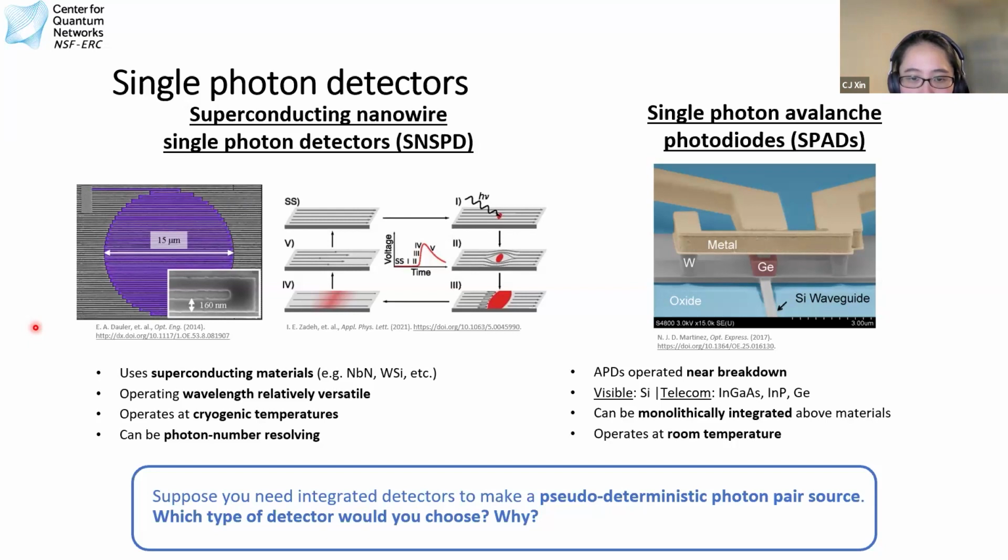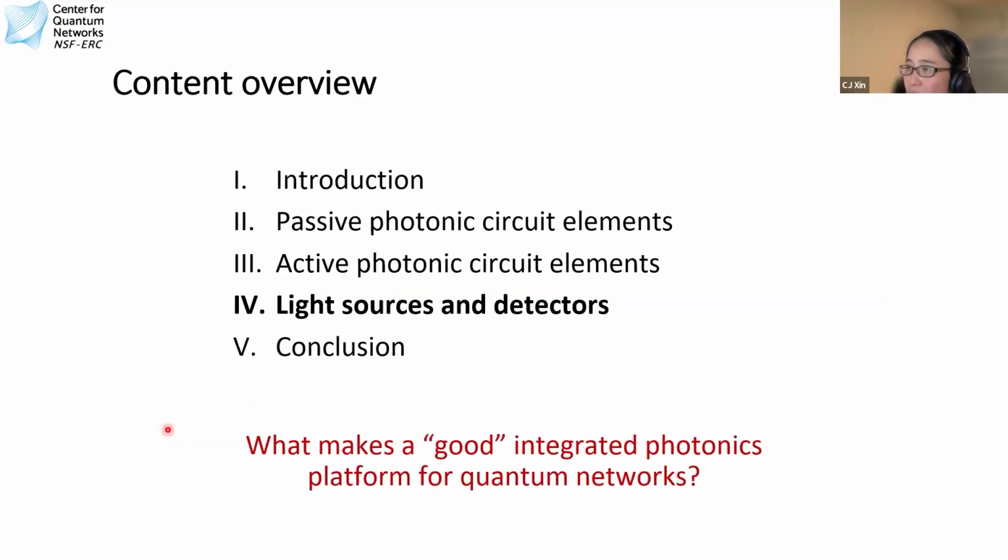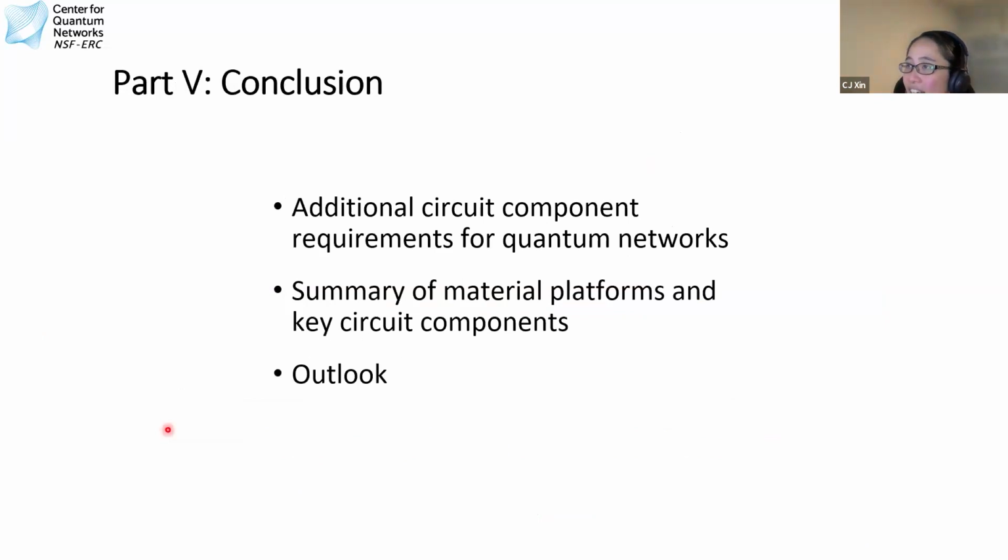So now, well, there isn't much to conclude. Basically the conclusion is there are a bunch of additional circuit components we actually didn't cover.